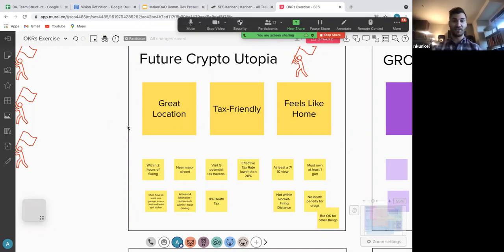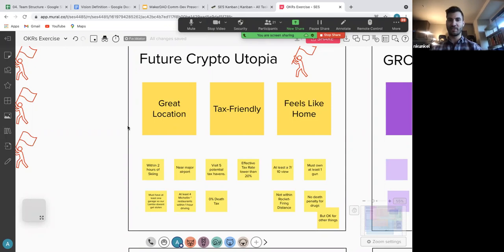So as part of the great location, you want to be near a major airport. You want to probably be within 2 hours of skiing. You want to have some fine dining around you, so you want to have at least 4 Michelin star restaurants within 1 hour of driving. You'd also like to have at least 1 garage, so your Lambo doesn't get stolen. You don't want your car to get keyed, stolen, and the like.